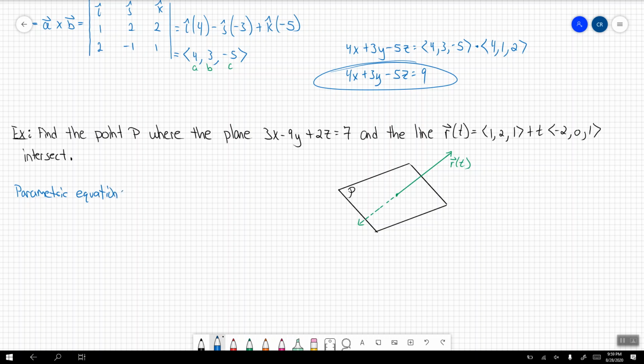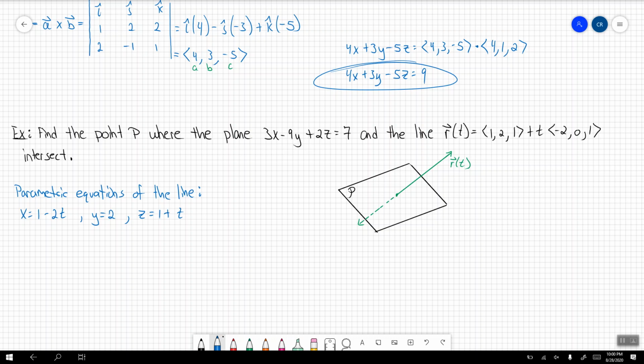So I'm writing the parametric equations of the line that's given to me. I have that the x component is equal to 1 minus 2t. I have that the y component is equal to 2, and it's really 2 plus 0t, but that's just 0t. And then 1 plus t for the z component. So these components must be equal to the components that are given to us on this plane.